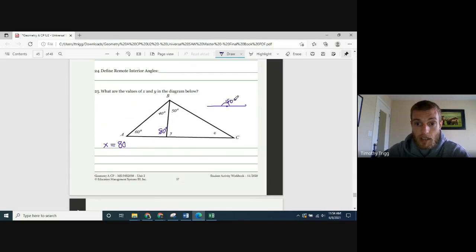Therefore, if I split this into two angles, these two angles will add up to 180. So same idea here. If this one's 80, that means y must be 100 so that they correctly form a linear pair.